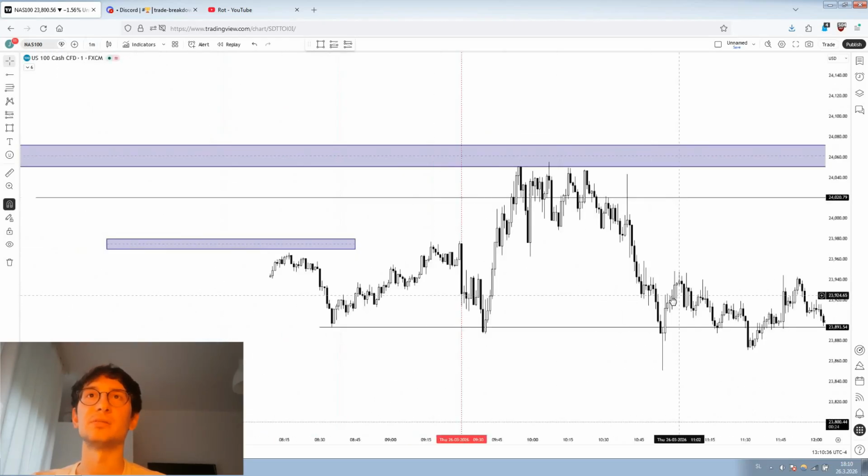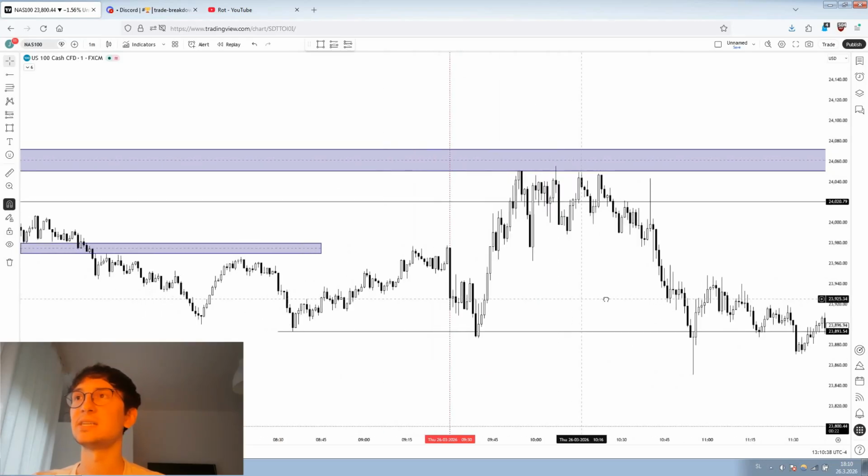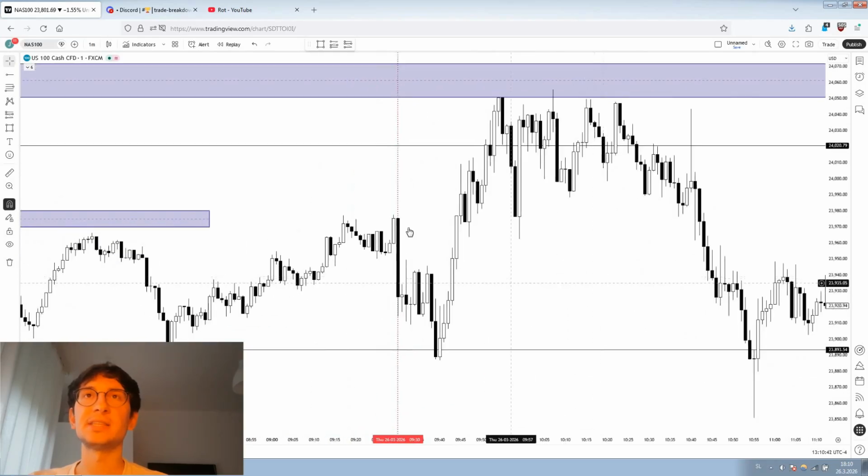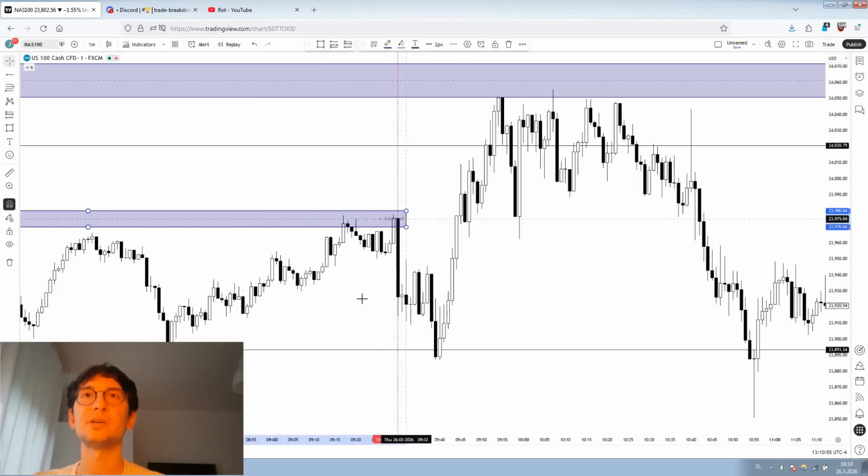And then we wait, simply like that. We can see then that the price went lower. It started sweeping this particular 15-minute low. As you can see, it respected that bearish 15-minute fair value gap. It went lower and then the price pushed higher.